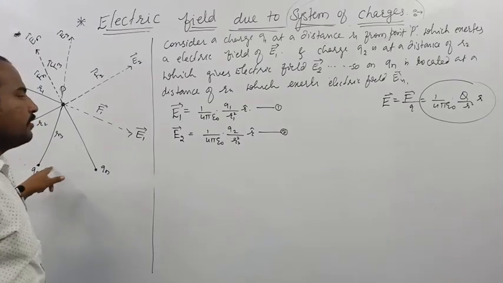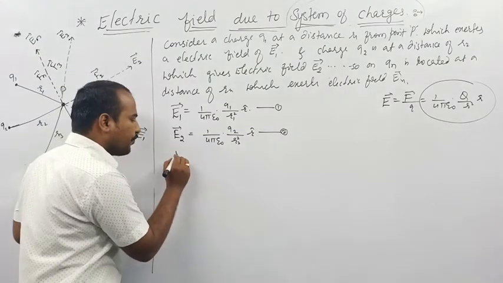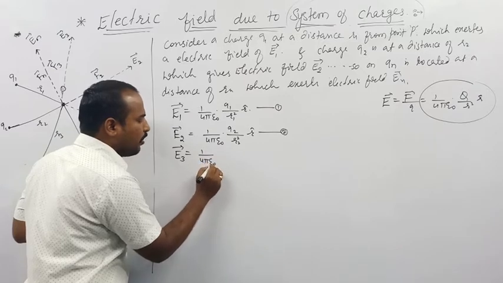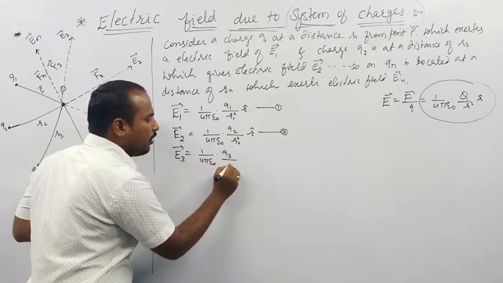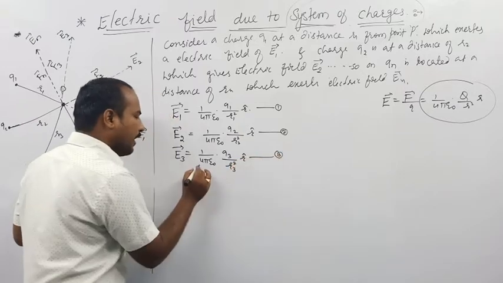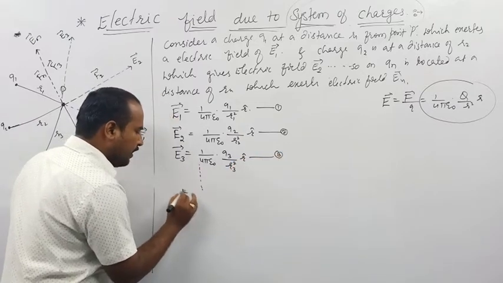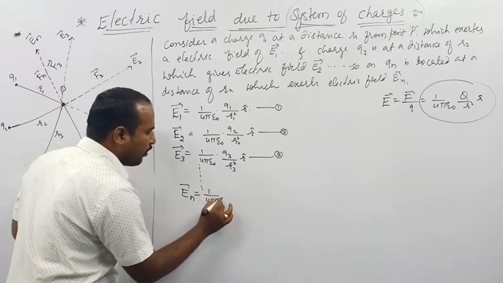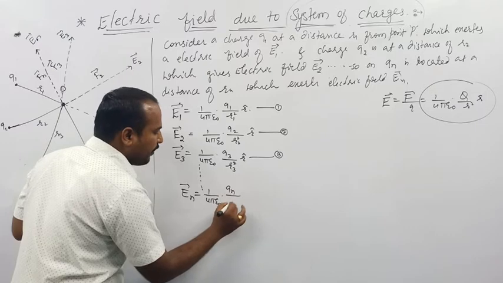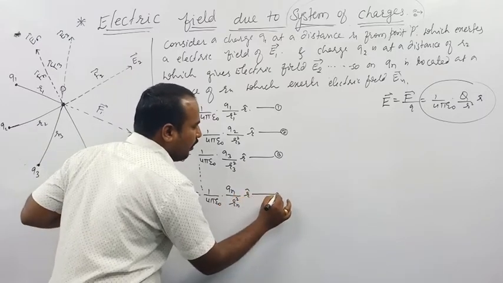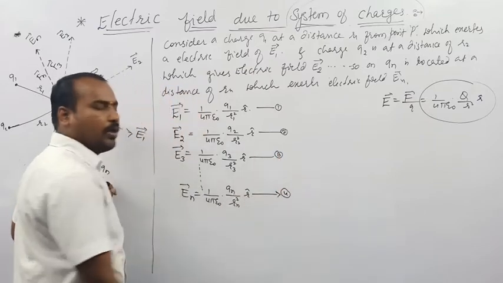And similarly, the third, E3 is equal to 1 by 4 pi epsilon naught Q3 upon R3 square into R cap, call it as 3, and so on. Vector En is equal to 1 by 4 pi epsilon naught, that is Qn divided by Rn square into vector R cap, or call it equation number 4.